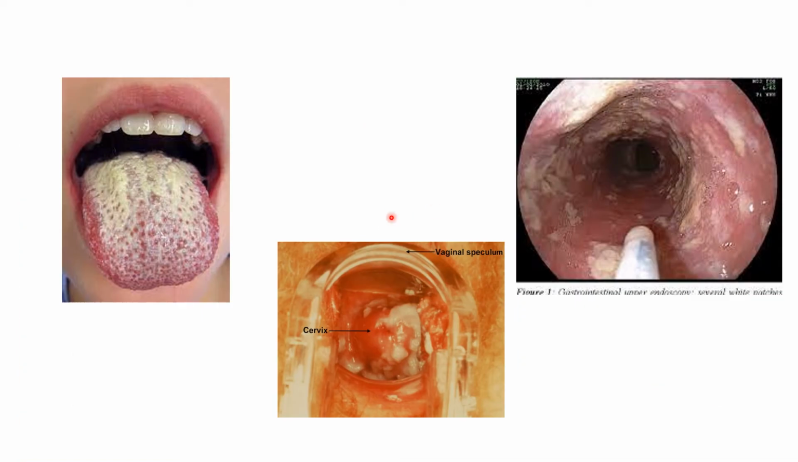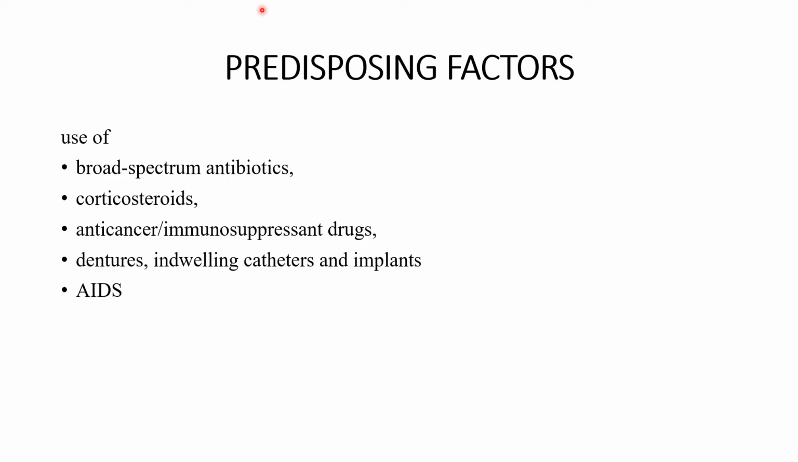And this is another common fungal infection, candidiasis. So you have oropharyngeal candidiasis. It can manifest as an oral thrush, or esophageal candidiasis, or vaginal candidiasis. These are the common fungal infections which we commonly see. The predisposing factors are mainly use of broad spectrum antibiotics, steroids, anti-cancer, immunosuppressant drugs, dentures, indwelling catheters and implants, and patients with AIDS.